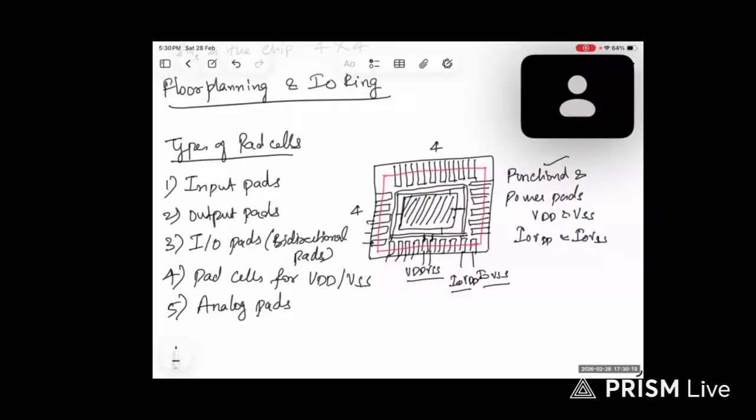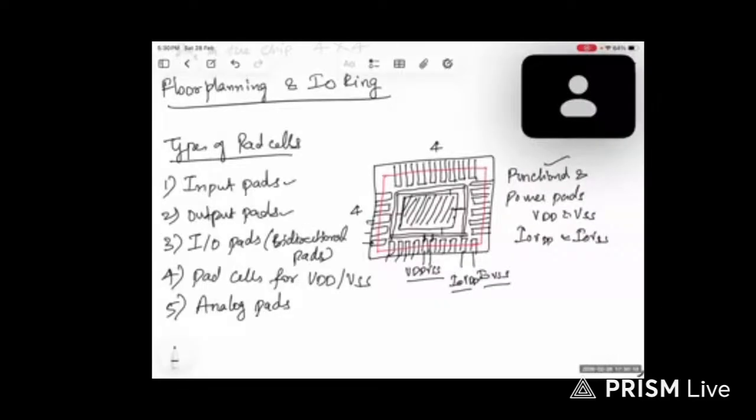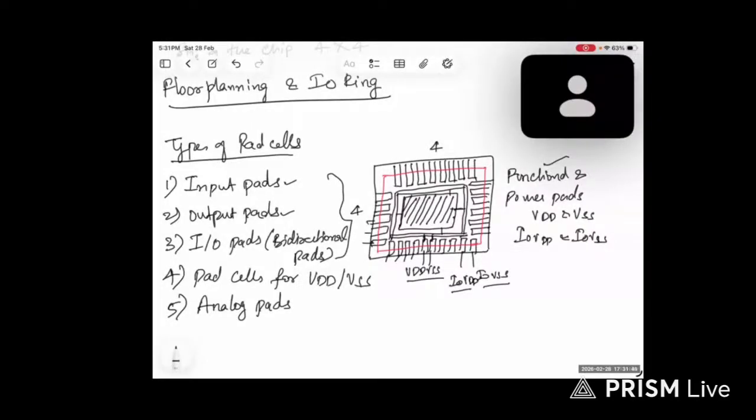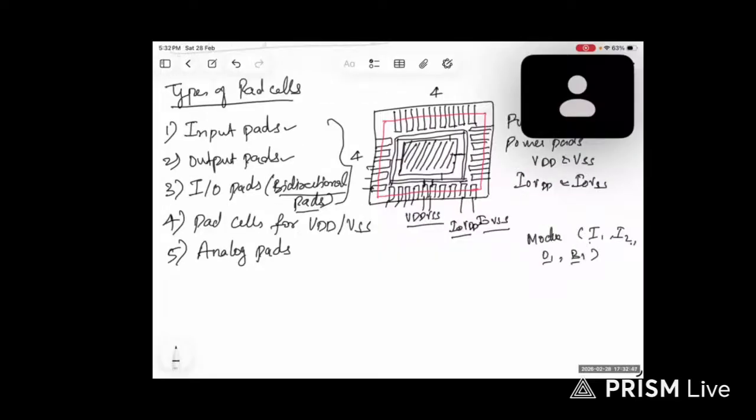Bidirectional pad means that pad can behave as an input pad or as an output pad. Some bidirectional pads are part of the design requirement. For example, in some designs, on one particular pin they wanted to keep it bidirectional. At some point that pin will behave like input, and at some point like output. You don't say it as IO pads, you say it as bidirectional pad. A bidirectional pad is going to be a functional pad.